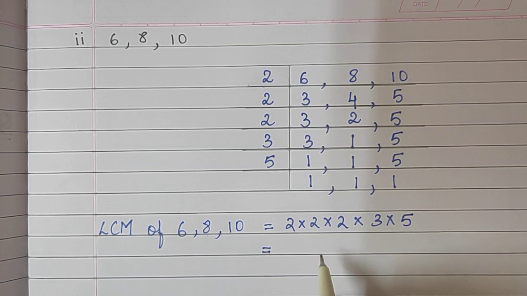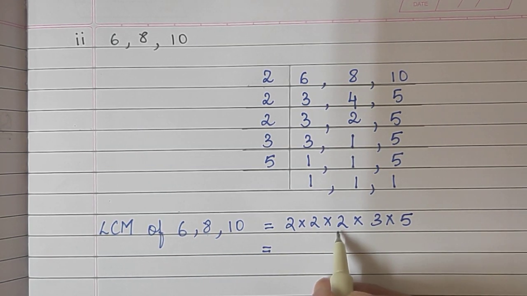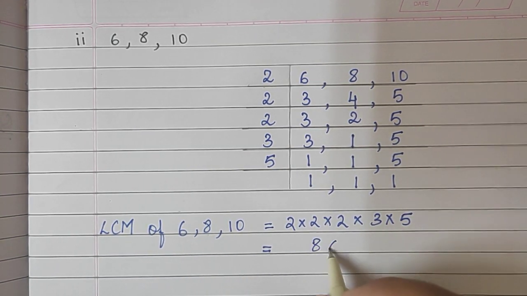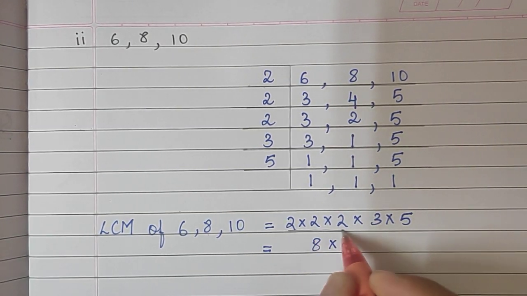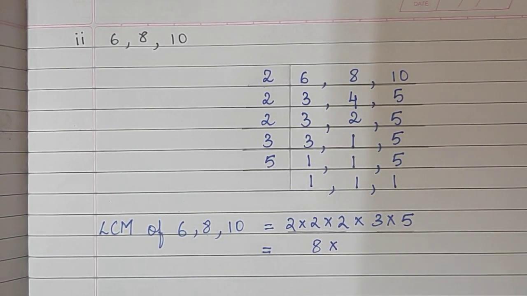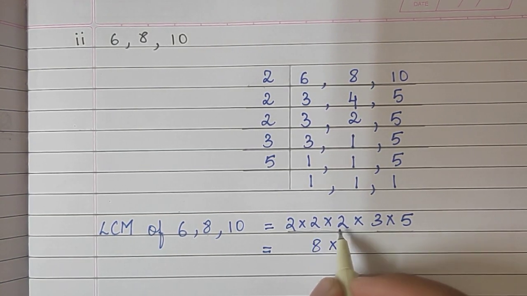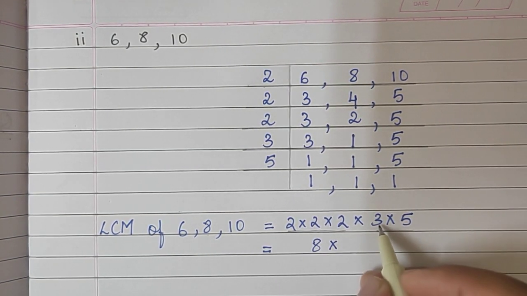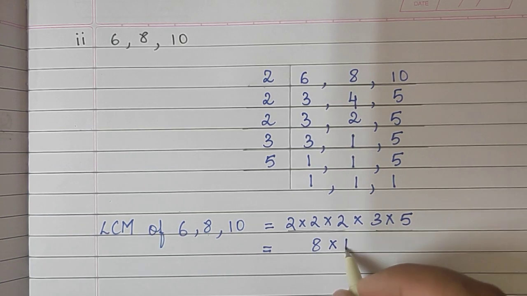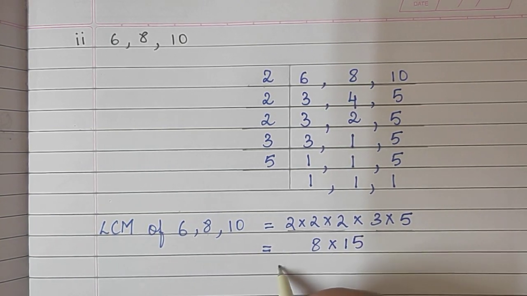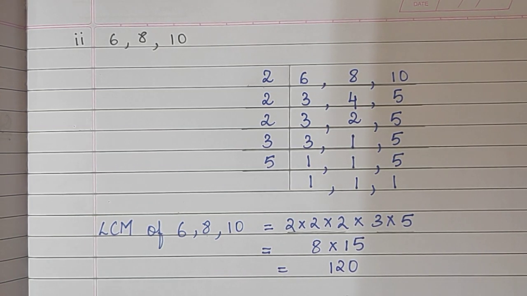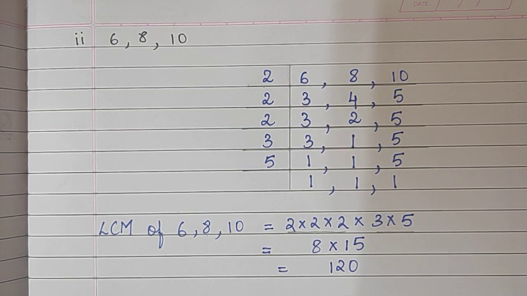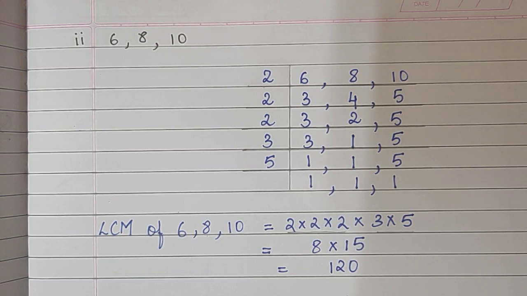So 2 into 2 into 2 is 8. I'm just doing it easier for you. Let me just underline. When you group it, it becomes easier to multiply. So 2 2 2 is 8. 3 into 5 is 15. 8 into 15 is 120. So the LCM of the numbers 6, 8 and 10 is 120. Okay.